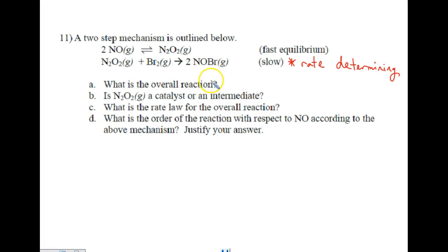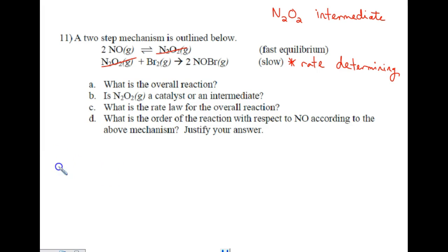So our first question is what is the overall reaction? So really we just have to sum that. Notice that N2O2 cancels out. N2O2 is an intermediate. An intermediate is something that is produced in one step and then consumed in another one.